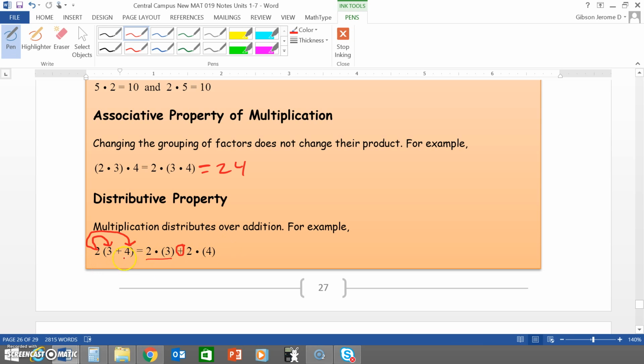So now, in order for this to be true, these values have to equal 14. So 2 times 3 is 6, plus 2 times 4 is 8, and we know 6 plus 8 is 14. So that means the distributive property works as well.